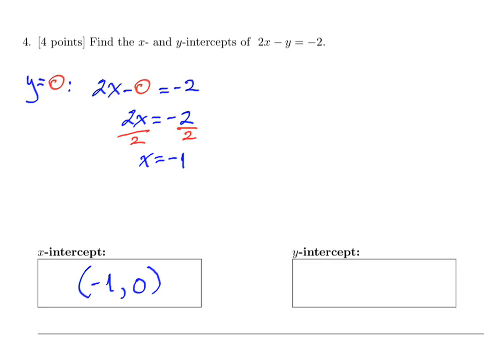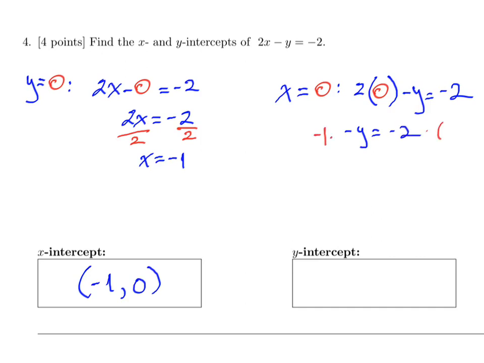To get the y-intercept, remember we plug in x equals 0. So when we do that, we get 2 times 0 minus y equals negative 2, or negative y equals negative 2. You can multiply both sides by negative 1, and you get y equals 2. So that means our y-intercept is the point 0, positive 2.